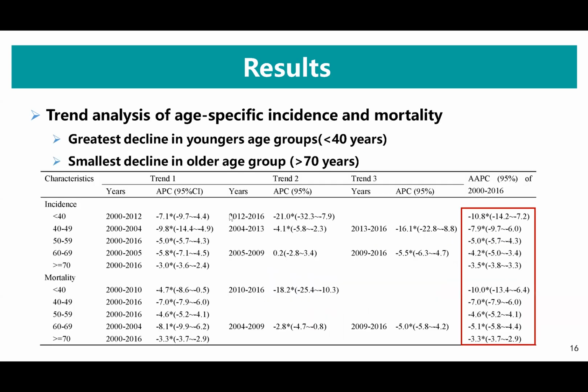This table shows the trend analysis of age-specific incidence and mortality, and the greatest decline was observed in younger age groups under 40 years, while the smallest decline was observed in the older age group over 70 years.